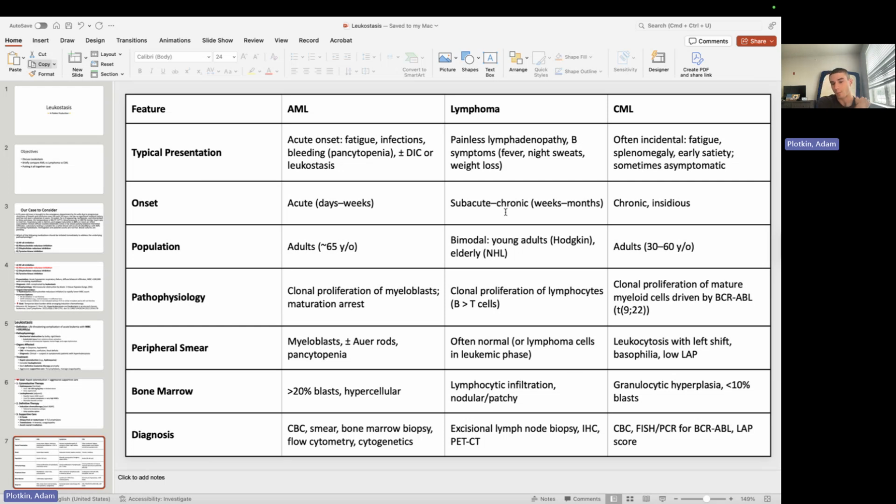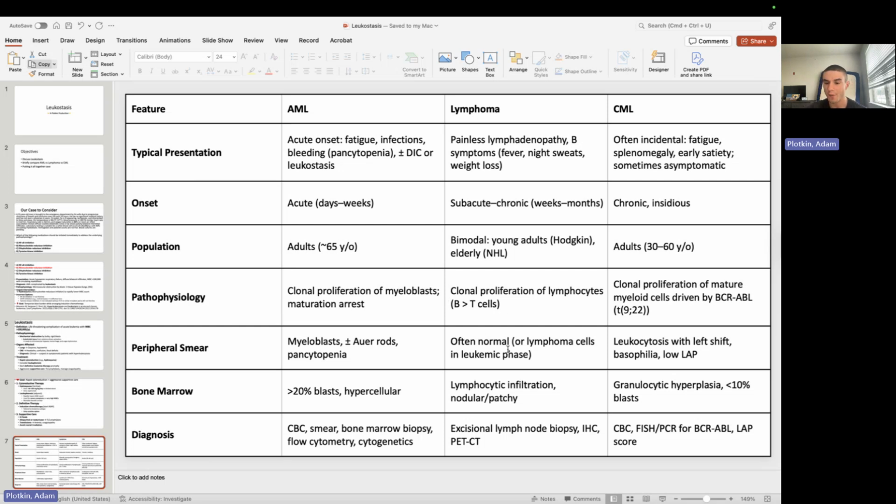For lymphoma, remember there's two major flavors of lymphoma. There's Hodgkin's and non-Hodgkin's. We'll see painless lymphadenopathy, our B symptoms where we see fever, night sweats, weight loss. As opposed to AML, lymphomas are more subacute to chronic, over weeks to months. We see a bimodal distribution where Hodgkin's loves to impact younger adults, and elderly would be more of the non-Hodgkin's. The pathophys is going to be a clonal proliferation of the lymphocytes, classically more B cells than T cells.